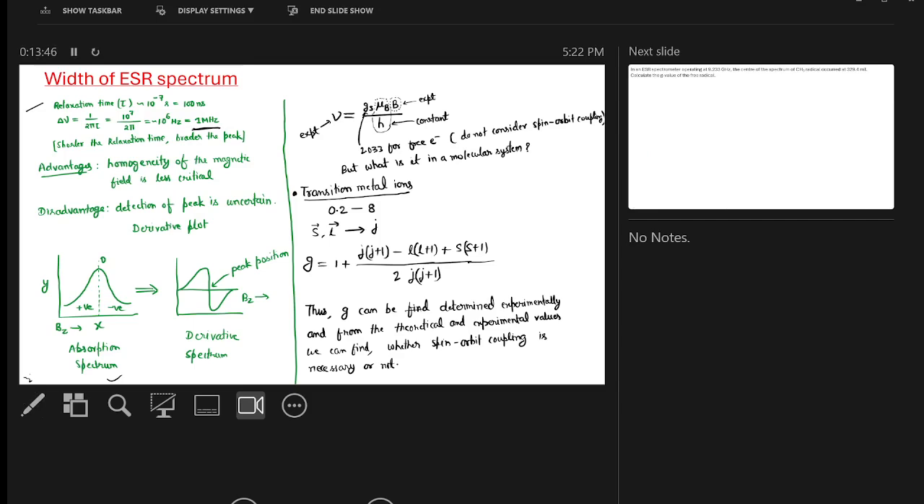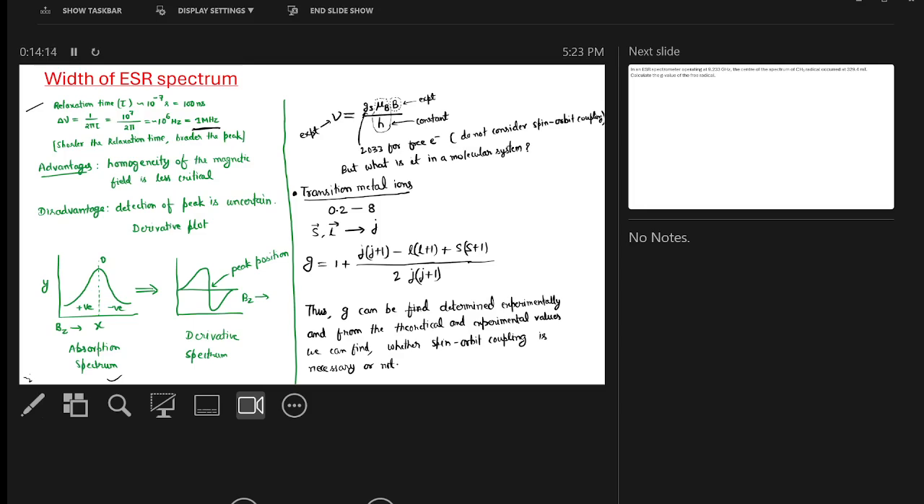Like in solid state NMR, this relaxation time is lower than in liquid state NMR. Similarly, the relaxation time for the ESR spectrum is even lower than for NMR, so it will be broader than your NMR peak. You will get a broad peak. There are some advantages and disadvantages of this broad peak. The advantage is that homogeneity of the magnetic field is less critical.